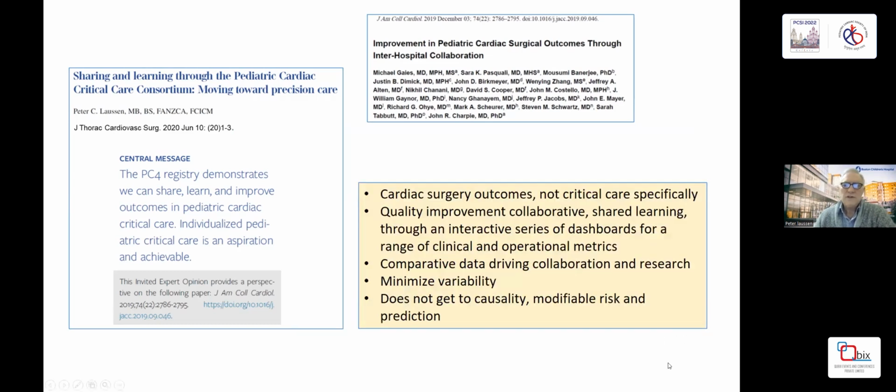Now remember that these are cardiac surgery outcomes. They're not critical care specific. It's a quality improvement collaborative where there is shared learning through an interactive series of dashboards for a range of clinical and operational metrics. As I said, it's comparative data, driving collaboration and research. And one of the aims is to minimize variability, but it does not get to causality, modifiable risk, or prediction.